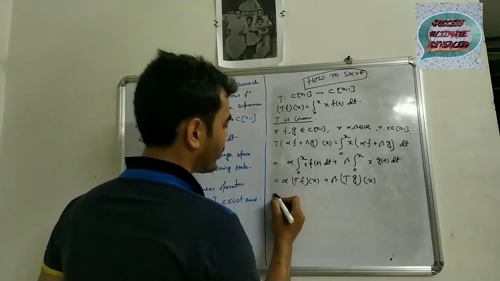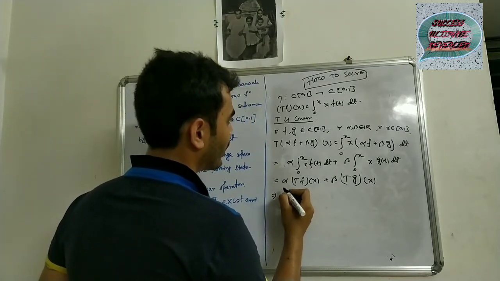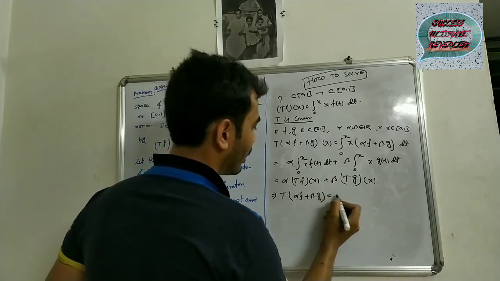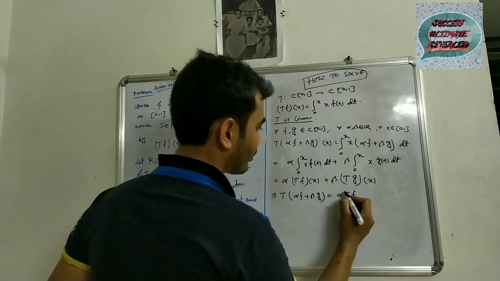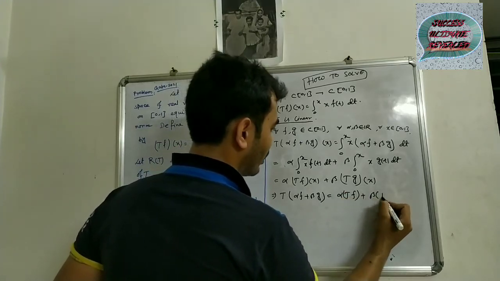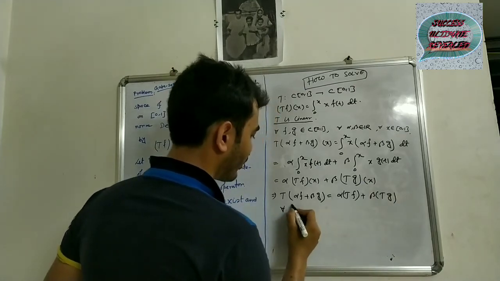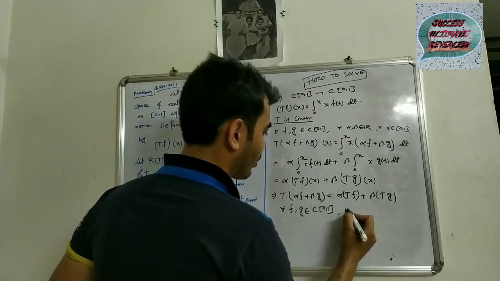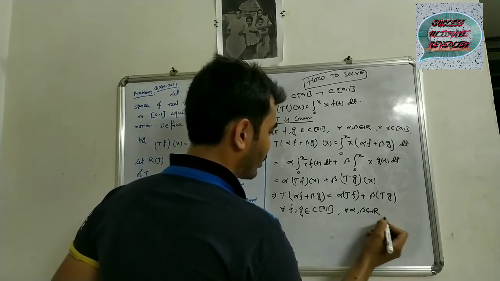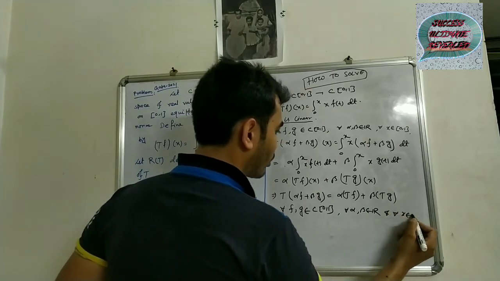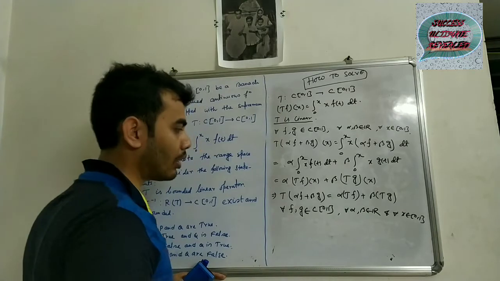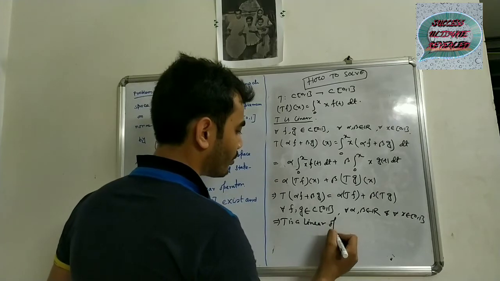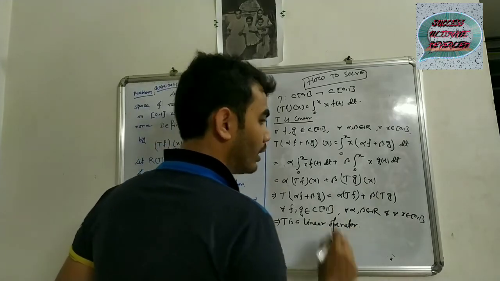So ultimately we get T(alpha f + beta g) equals alpha Tf plus beta Tg for all f and g belonging to C[0,1], for all alpha and beta belonging to R, and for all x belonging to [0,1]. So this implies T is a linear operator.